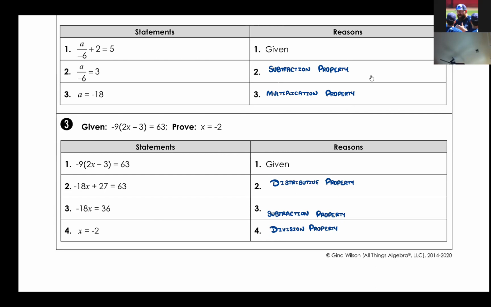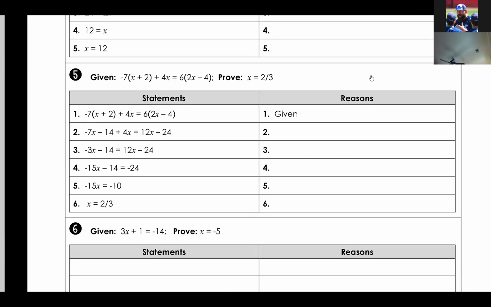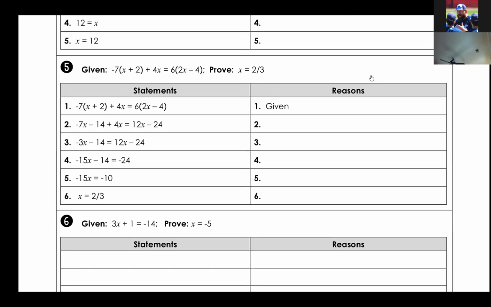All right, we're going to skip the next page. Actually, let's do number 5 before we skip, because it's got something in there you'll see. Let's do number 5 together. Given -7x plus 2 plus 4x equals 6 times 2x minus 4, prove x equals 2/3.